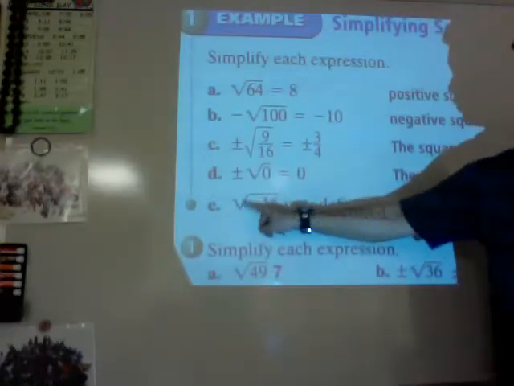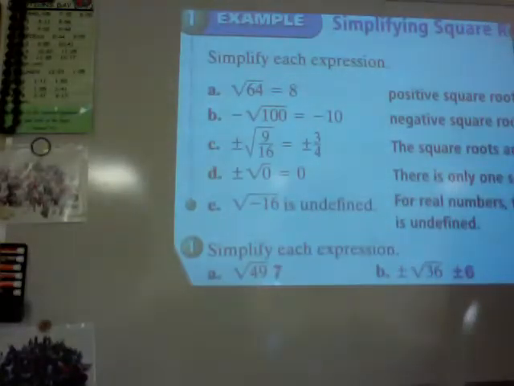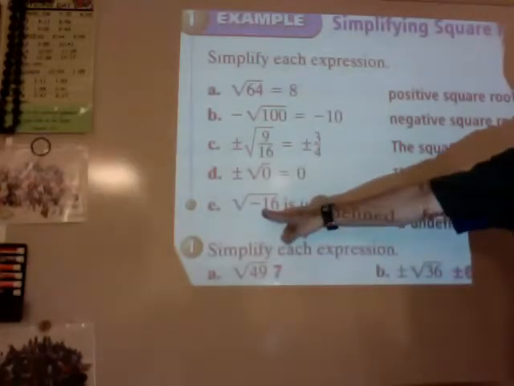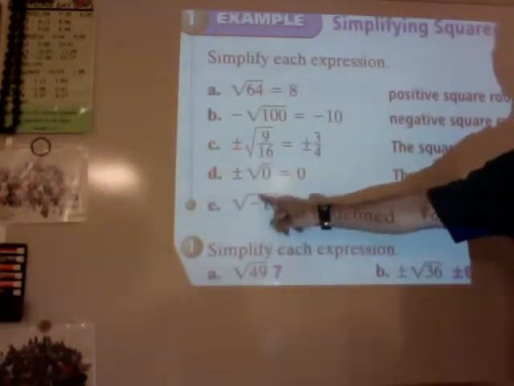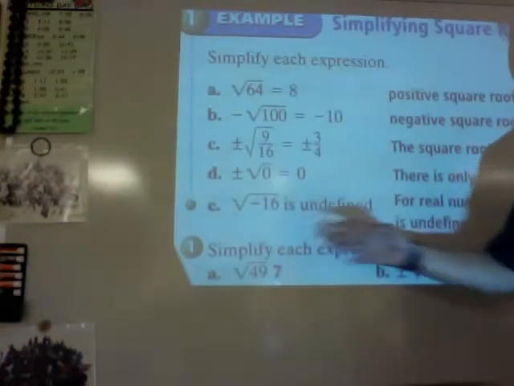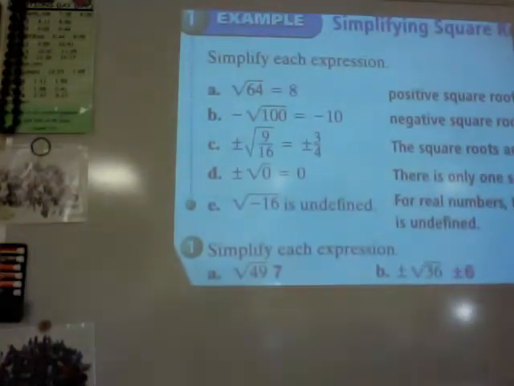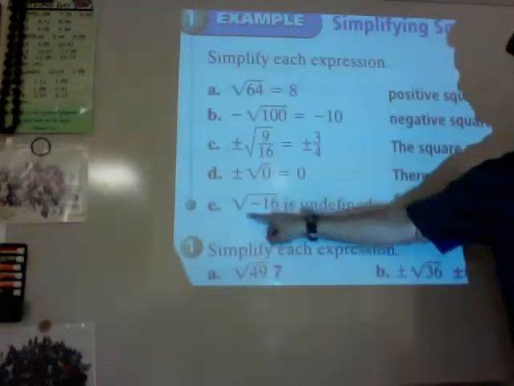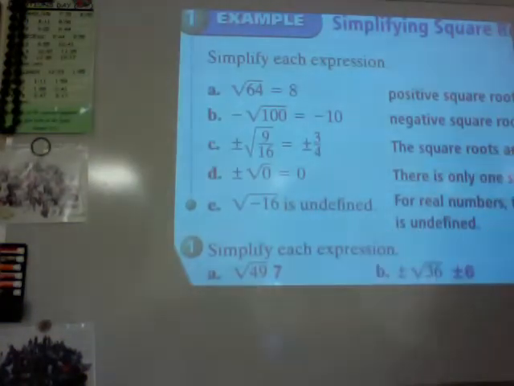In this case, the square root of negative 16 is undefined. There's no real solution. There's no number times itself that will equal negative 16. Negative 4 times negative 4 becomes positive 16. The only way you can get negative 16 is a positive 4 times a negative 4, and that's not itself because one is positive, one is negative. So anytime you have a negative number under the radical, it's going to be undefined or no real solution.